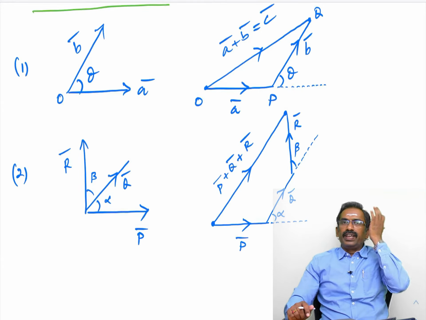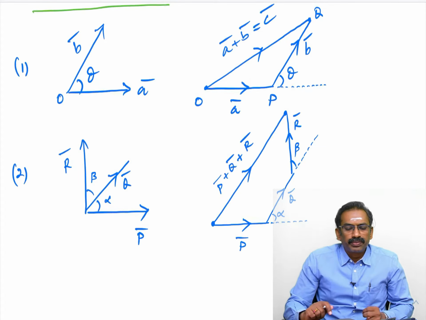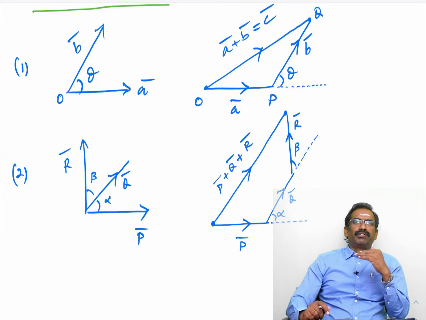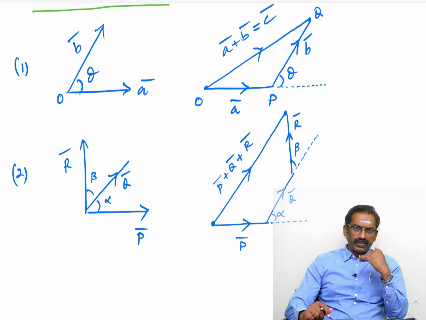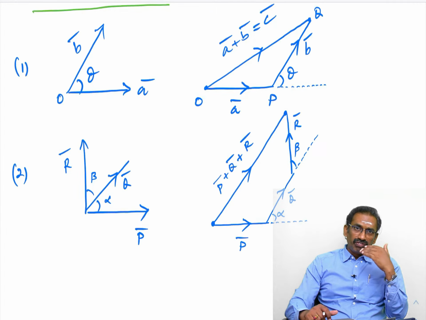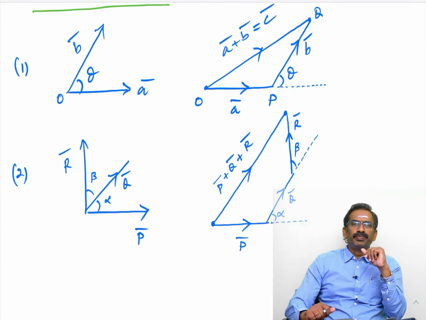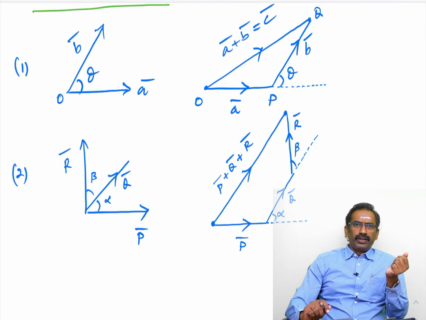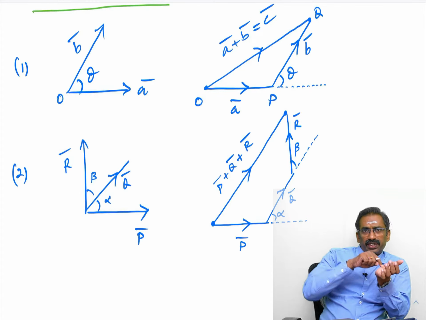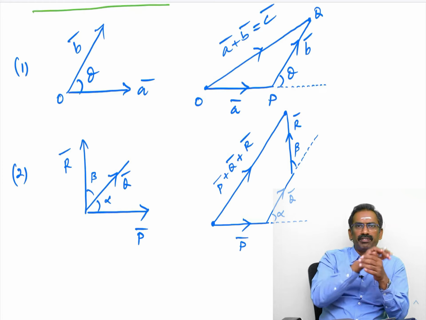In this way, we can add multiple vectors acting at a point. Bring the tail of the second vector to the head of the first vector, and then bring the tail of the third vector to the head of the second vector. Bring the tail of the fourth vector to the head of the third vector. Like that you add. Finally, draw a vector from the tail of the first vector to the head of the last vector. That gives the resultant of all the vectors.